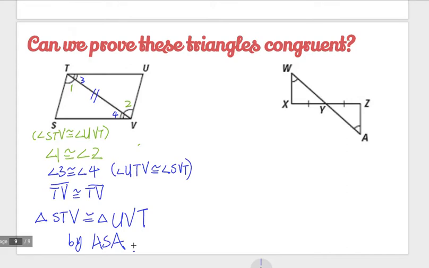Now let's check the very last one again. Please pause the video if you want to work on your own. So let's check the information here. I have an angle here. Angle W is congruent to angle A.